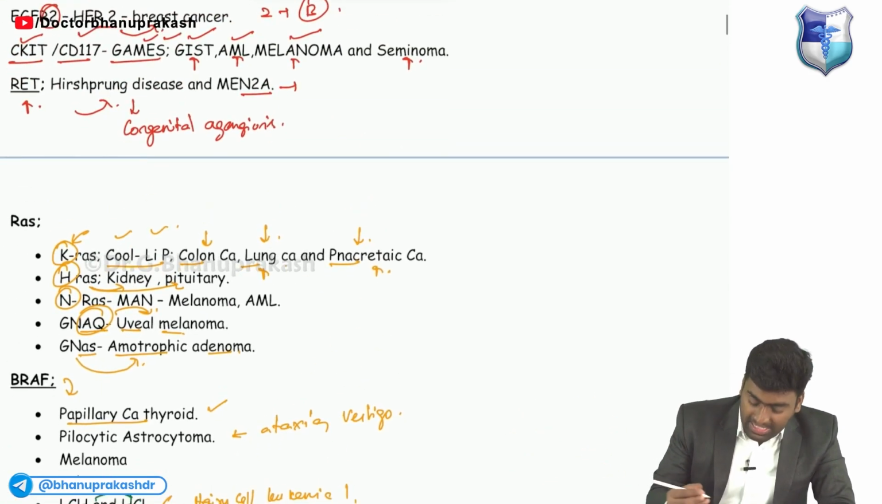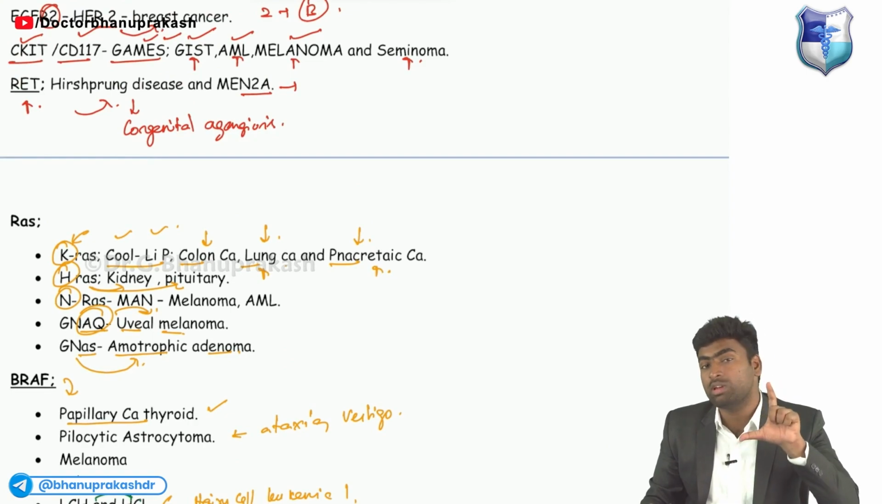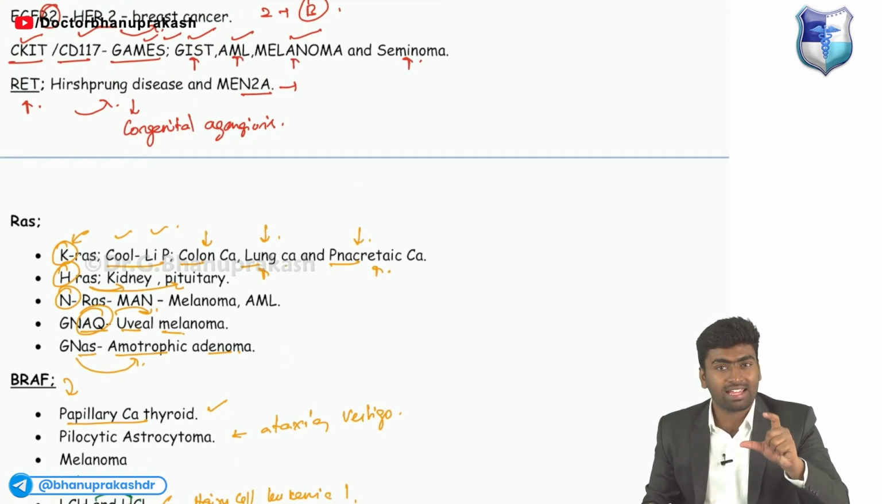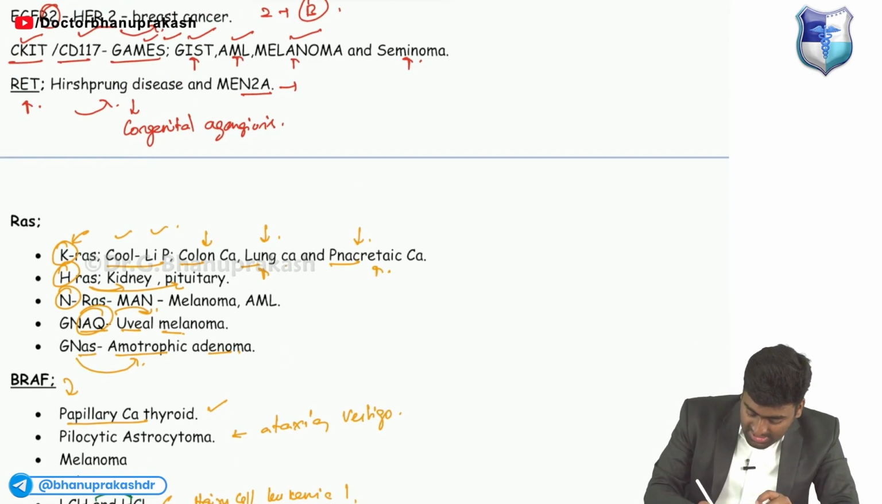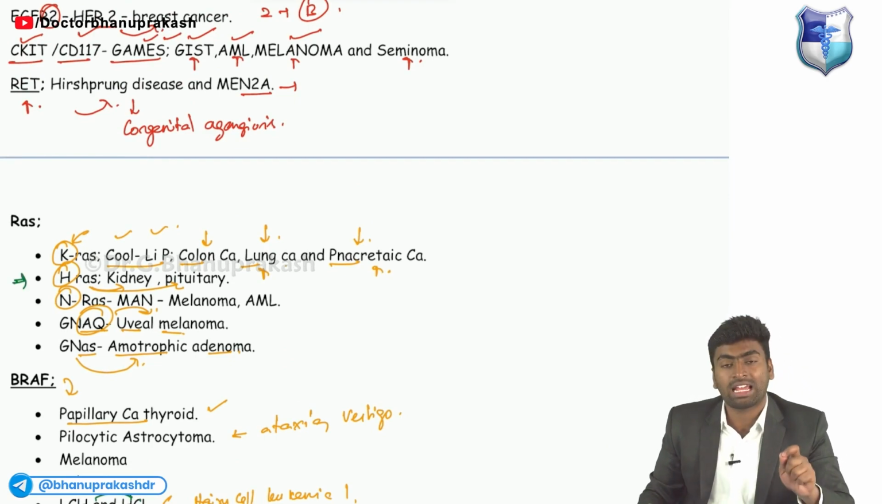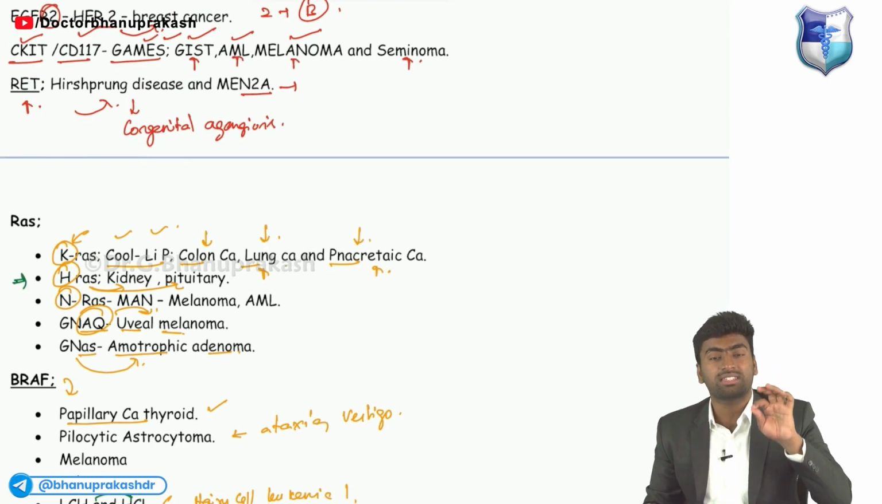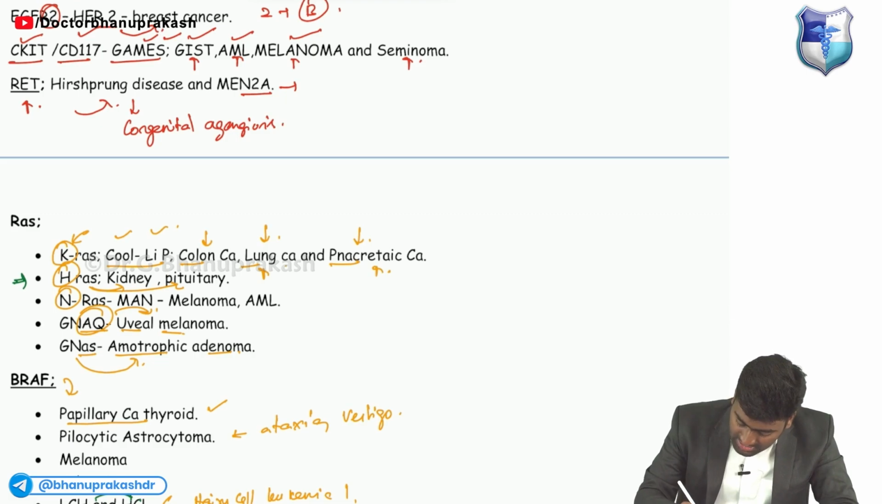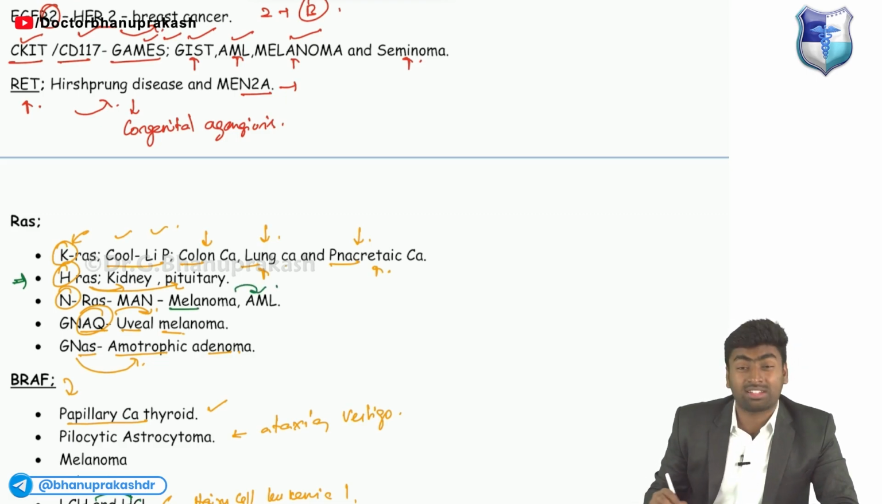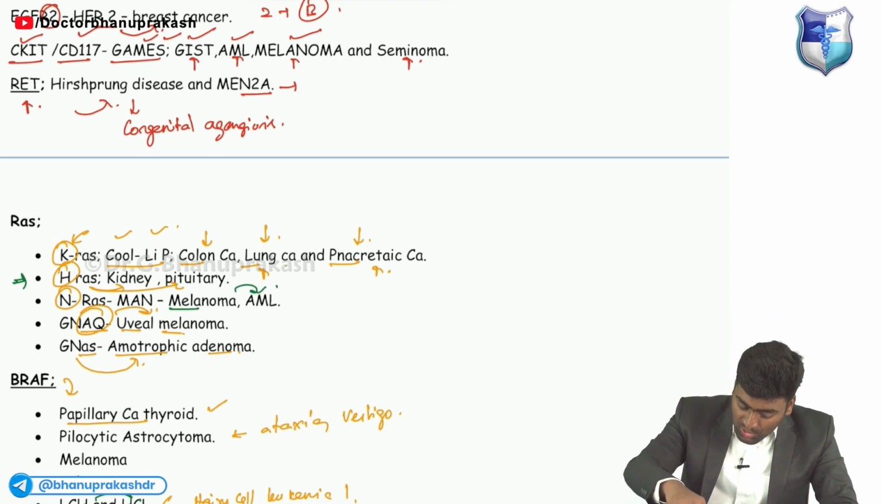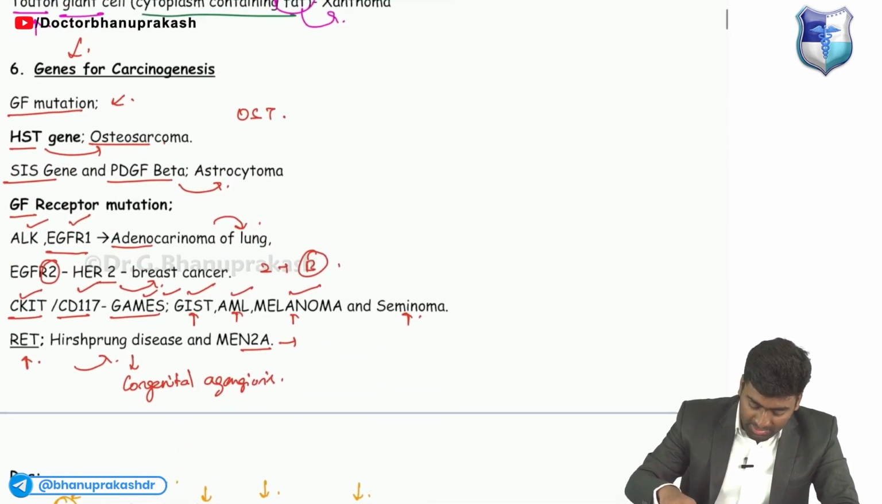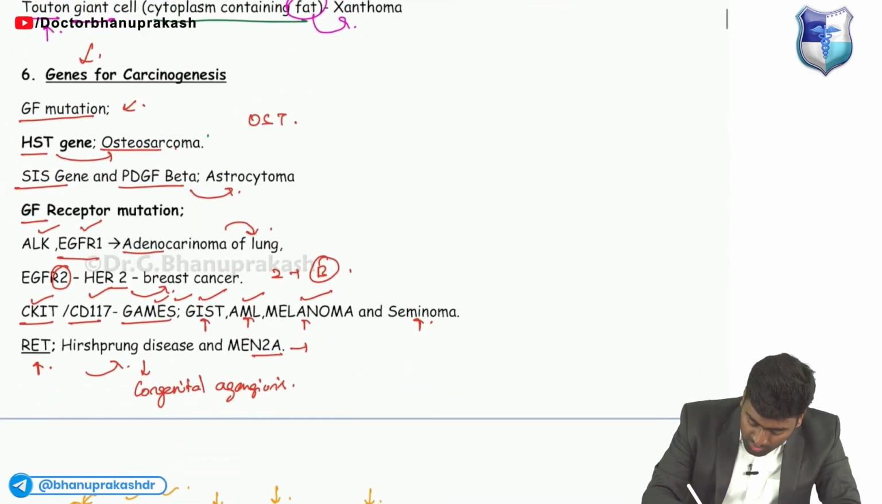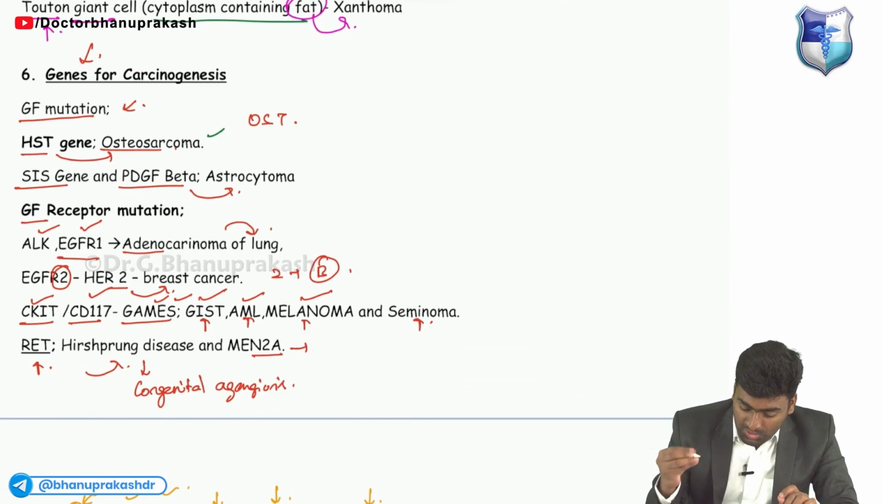For RAS, it is KRAS. KRAS, we remember it is colip: colon cancer, lung cancer, and pancreatic cancer. Next one includes kidney and pituitary tumors. Next one is NRAS, responsible for melanoma and AML, whereas this other gene is responsible for uveal melanoma. Then remember this one for osteosarcoma.